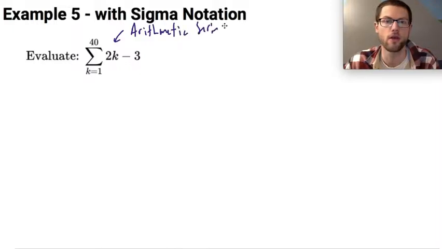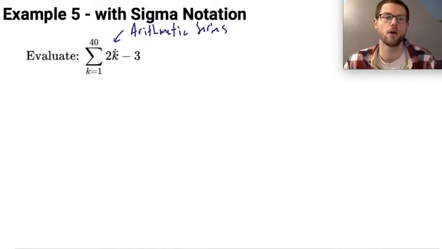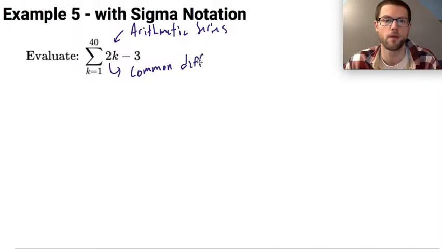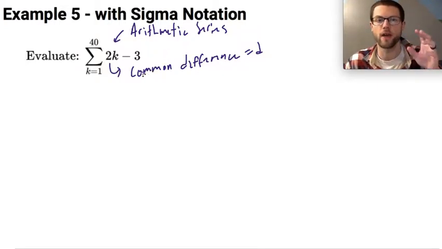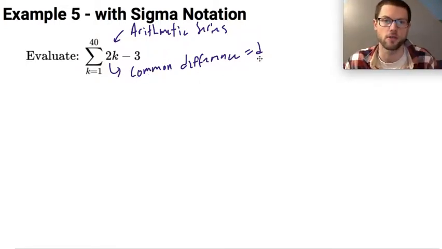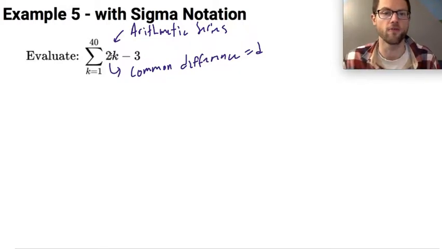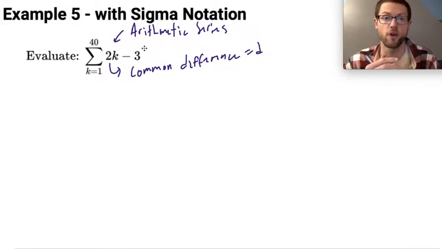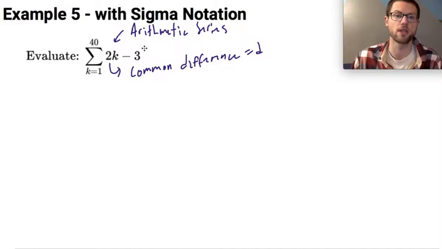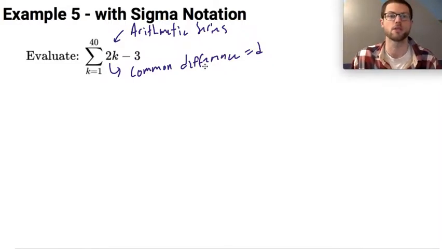And the giveaway here is that I have this 2 times k. In this case, this 2 gives me my common difference. This is my d. And the hint or red flag for this being my common difference is remember that arithmetic is when we're adding or subtracting the same amount, and that should remind us of linear functions, linear equations. So the fact that this looks linear is what tells us that this is arithmetic.